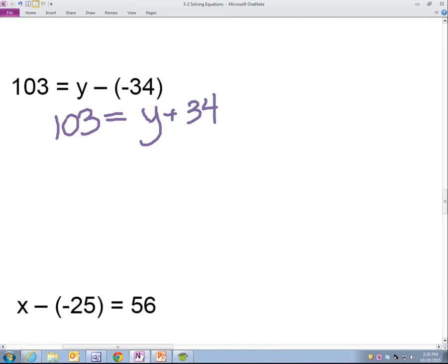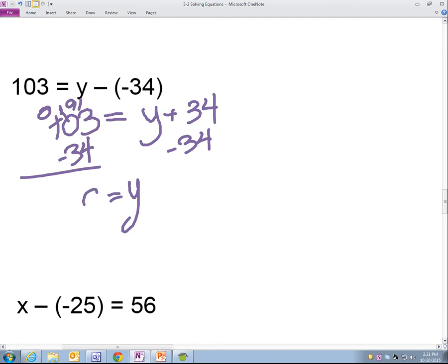Now we can see that y is being added to 34. To undo that, I'm going to subtract 34 from both sides. 69 equals y. And you could also say y equals 69 because it's the same exact thing.